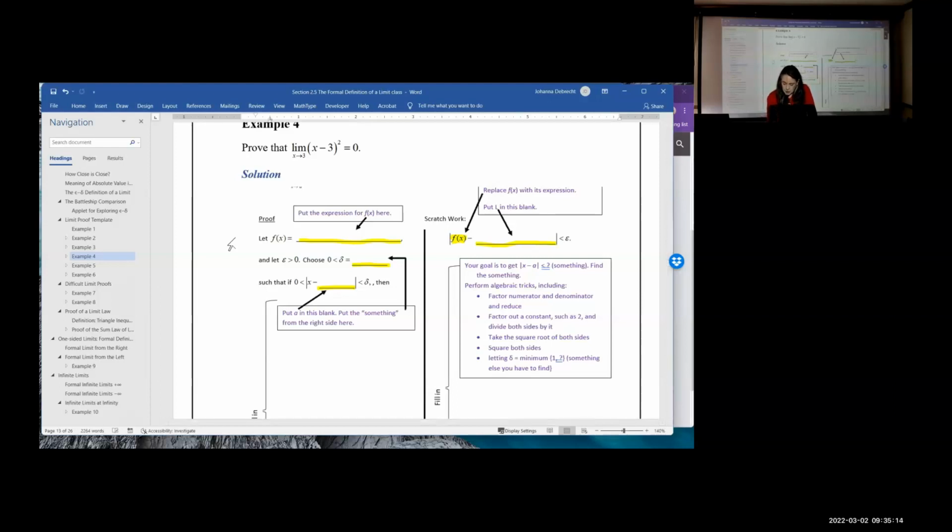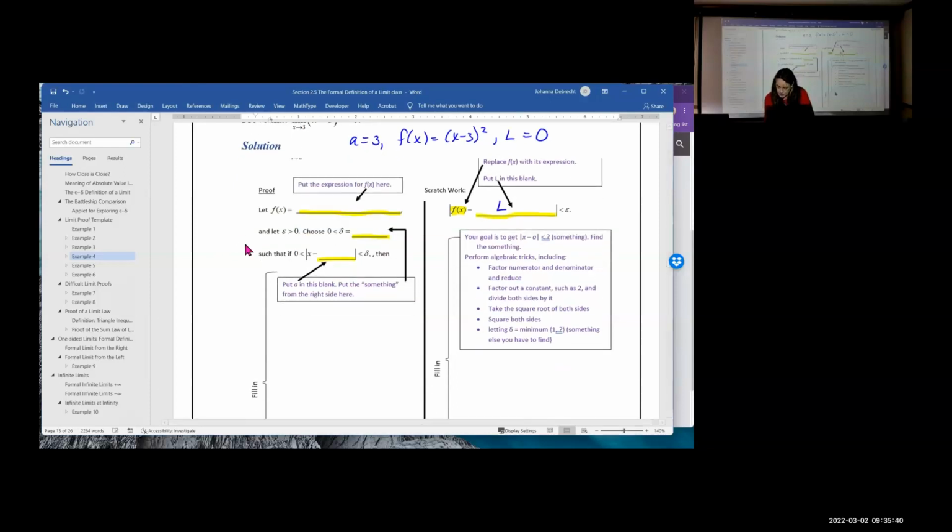So we have the limit as x approaches 3 of x minus 3 quantity squared. So we start with a equals 3, f of x equals x minus 3 quantity squared, and L equals 0. All right, so my limit value is 0. Don't freak out, just go with it. So I've got f of x minus L is where I'm going to start, less than epsilon. So I've got the absolute value of quantity x minus 3 squared minus 0. That's the limiting value, less than epsilon.